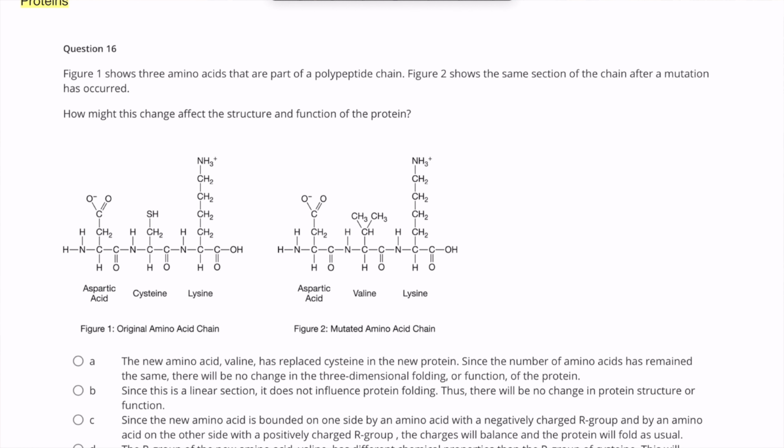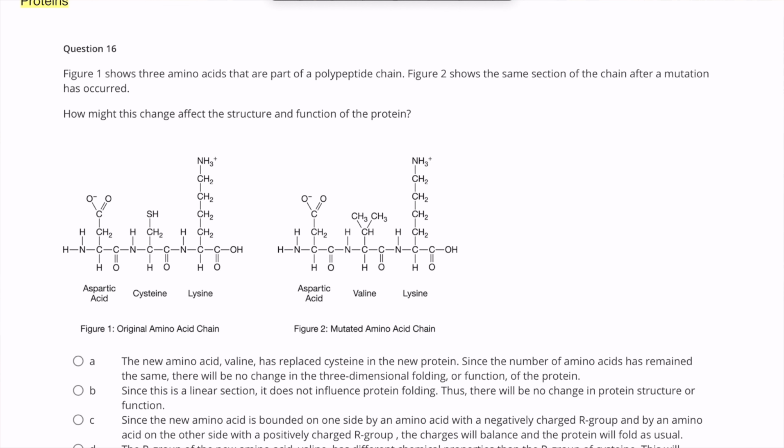One more protein related question. This one also shows how they check your understanding on mutation a little bit, but also ties this down to macromolecules. You'll see a lot of mutation questions in AP exam a lot of times, so it's really good to understand the effect. Here it says figure 1 shows 3 amino acids, okay, and we can see that figure 1 has 3 amino acids: aspartic acid, cysteine, and lysine, so 3 of them.